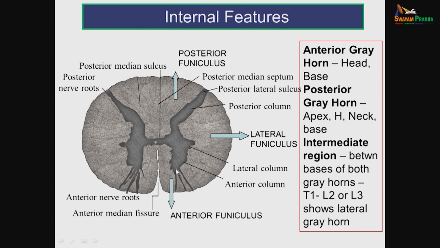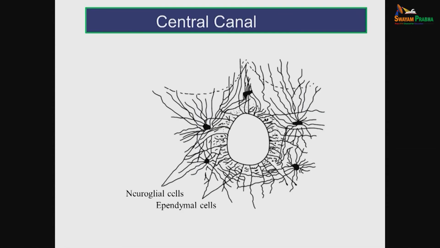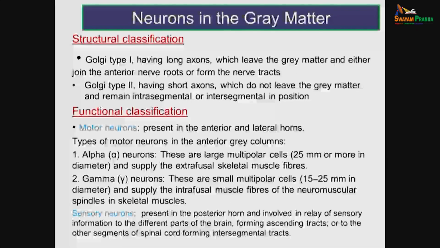So, the white matter is divided into anterior white column, lateral white column and posterior white column, or anterior funiculus, lateral funiculus and posterior funiculus. These white columns we will refer to again when we talk about the position of tracts in these white columns. Having learnt this, we will move on to the neurons in the grey matter.